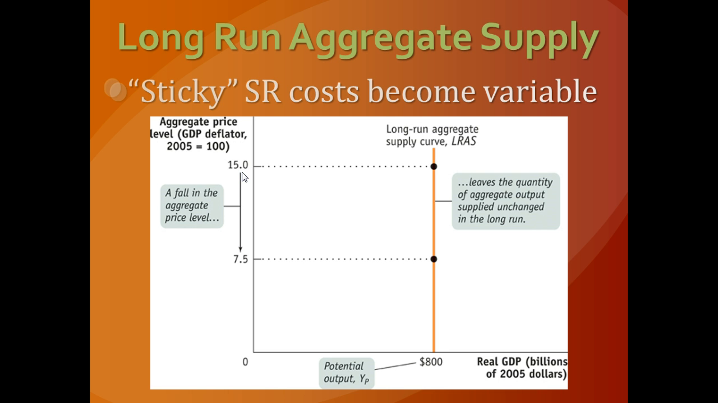And so we end up at what's called potential output. So the vertical long-run aggregate supply curve intersects the horizontal axis at what we call potential output, which is also equivalent to our natural rate of unemployment. So this is how much we would make if we had no cyclical unemployment, and that's going to become an issue in the next lesson.